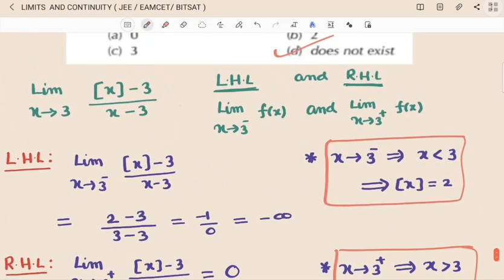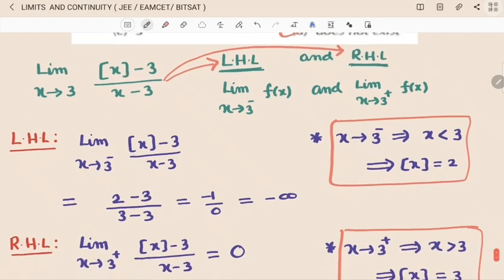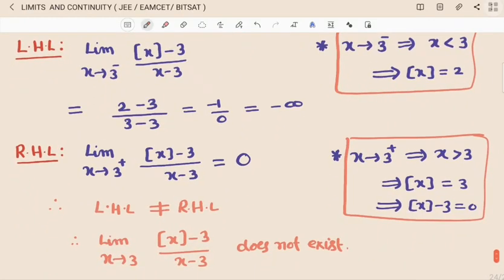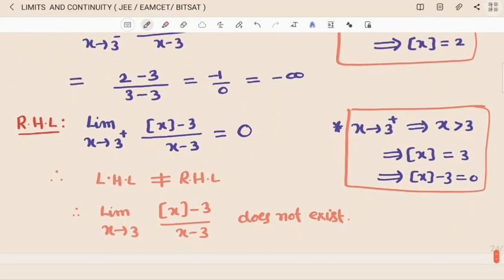So for the limit to exist, we need to calculate left hand limit as well as right hand limit. Left hand limit we calculated, right hand limit we calculated. Both are different, both are not equal. Left hand limit exists, right hand limit exists, but both are not equal. Therefore, limit does not exist at x is equal to 3. Hence, we conclude that.